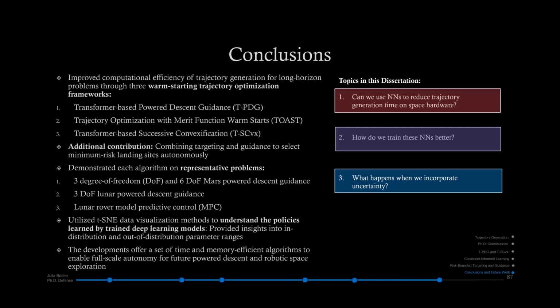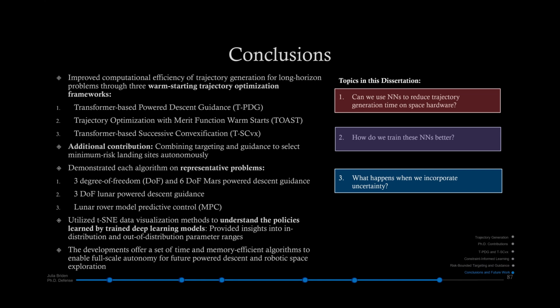So in summary, we were able to develop an improved, computationally efficient trajectory generation algorithm for long horizon problems through 3 different warm starting frameworks. One of them is T-PDG, transformer-based power descent guidance. Another one, TOAST, for trajectory optimization with merit function warm starts. And then finally, transformer-based successive convexification for 6 degrees of freedom. And then an additional contribution of combining targeting and guidance for minimum risk landing site generation.